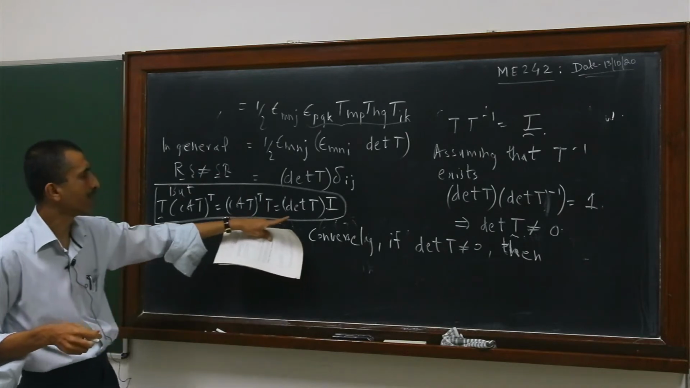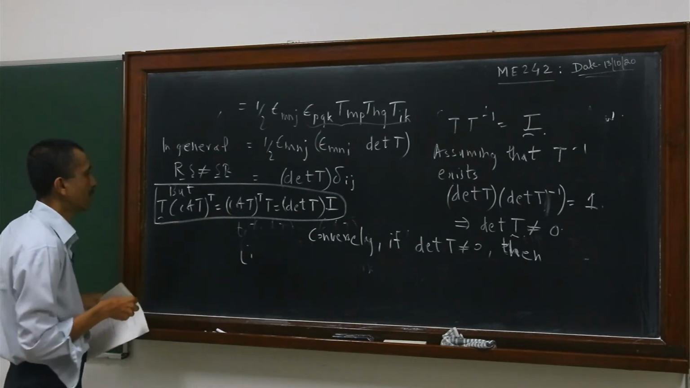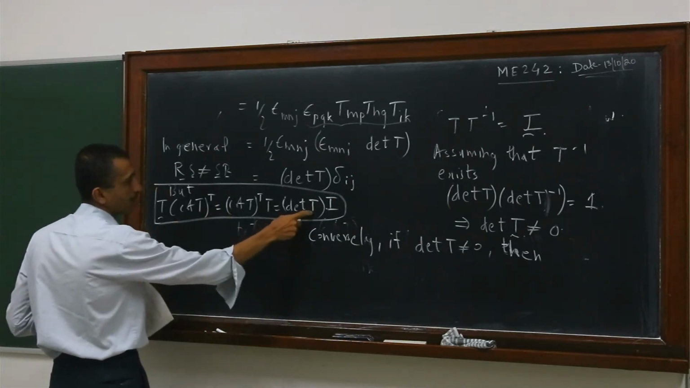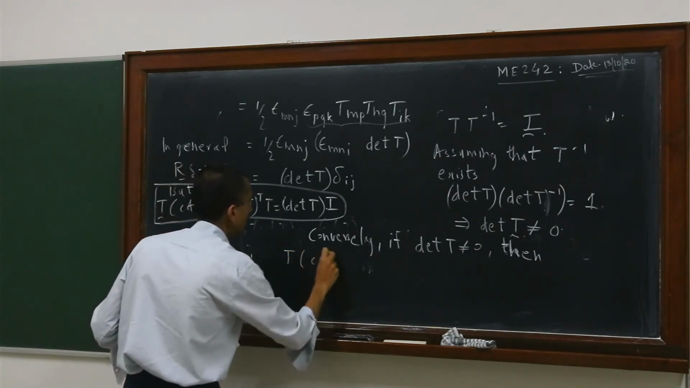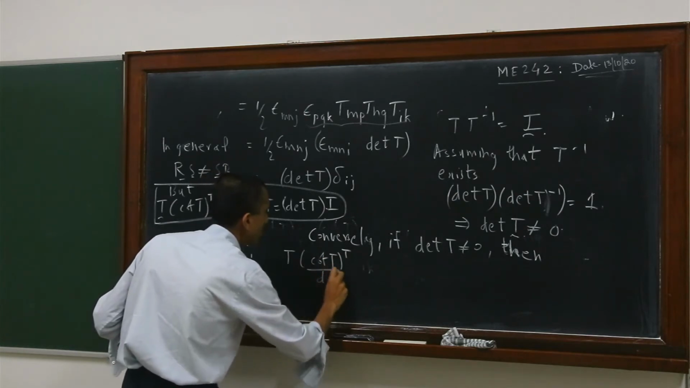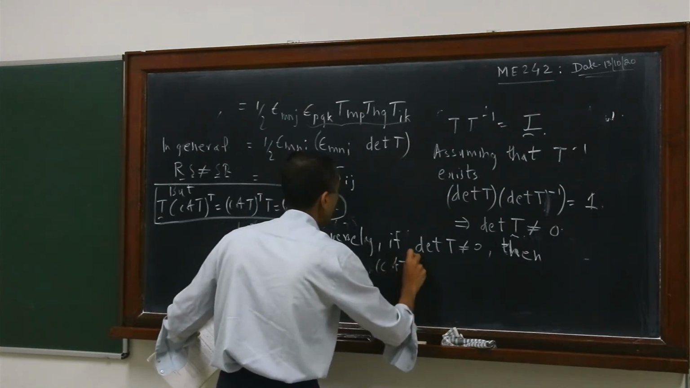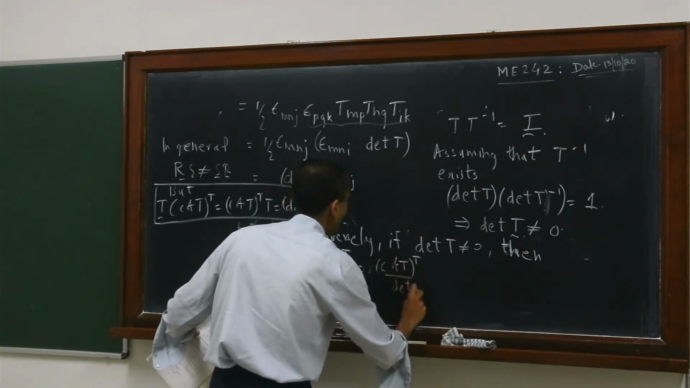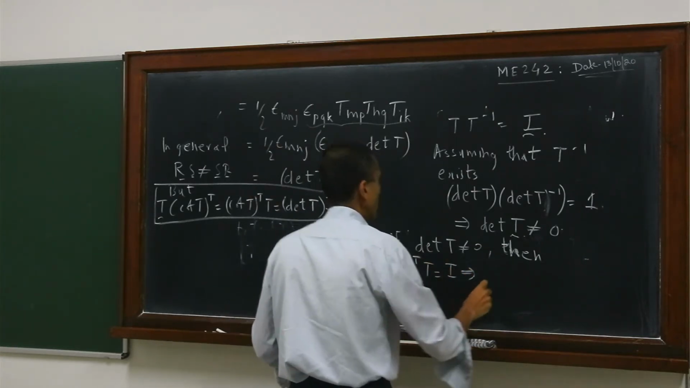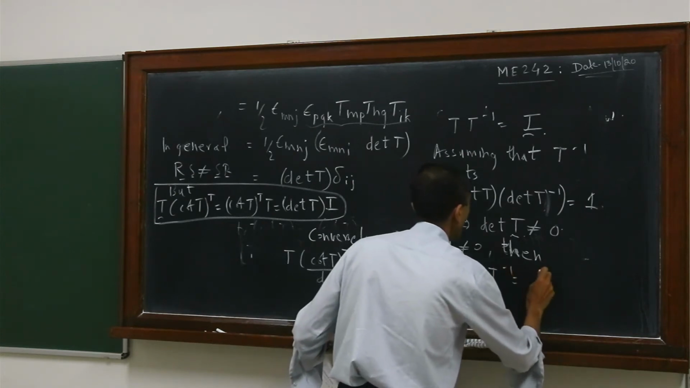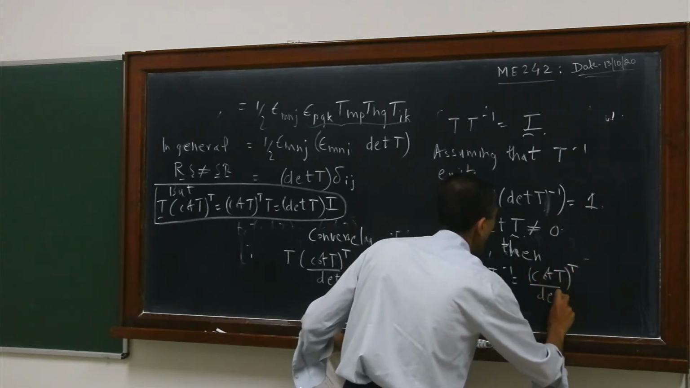So what I will do is that I will just simply divide this equation by determinant of T. Okay, so if I divide this, then what do I get? So suppose determinant T is not equal to 0, right? Then T times cofactor T transpose divided by determinant of T is equal to cofactor T transpose divided by determinant of T times T is equal to identity. So this implies that T inverse is equal to cofactor T transpose divided by determinant of T.